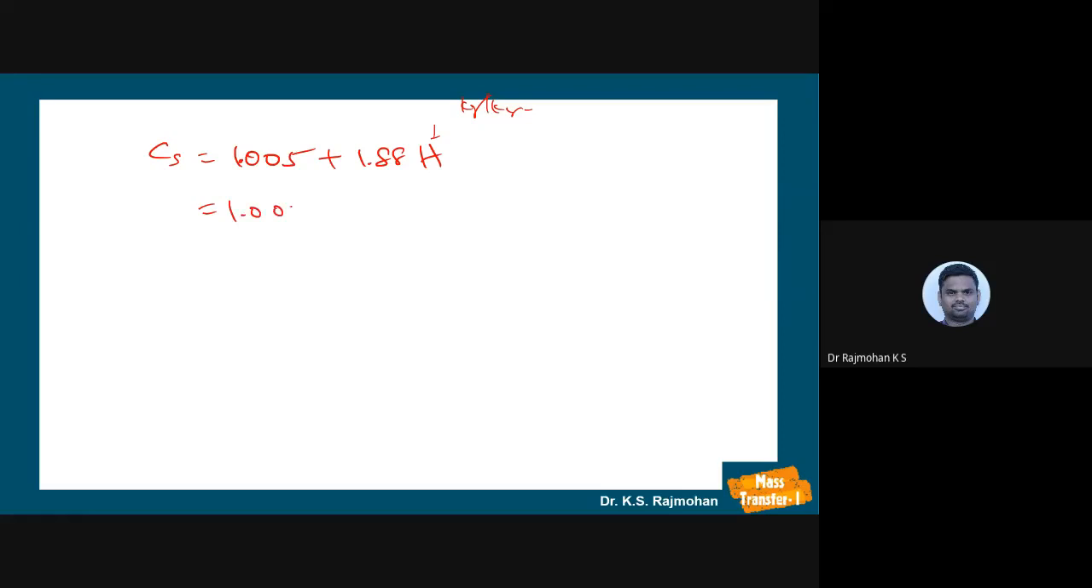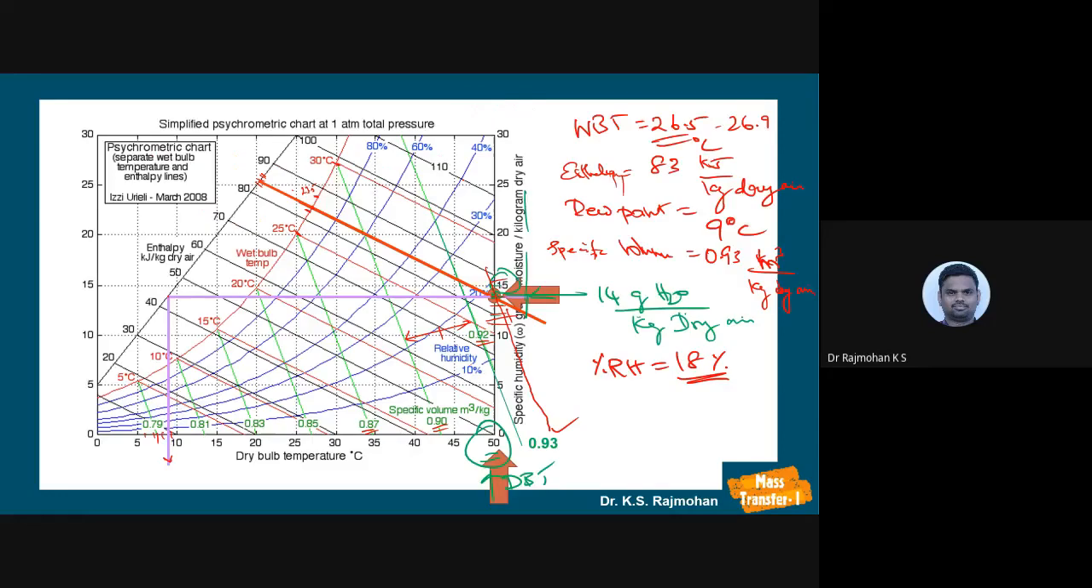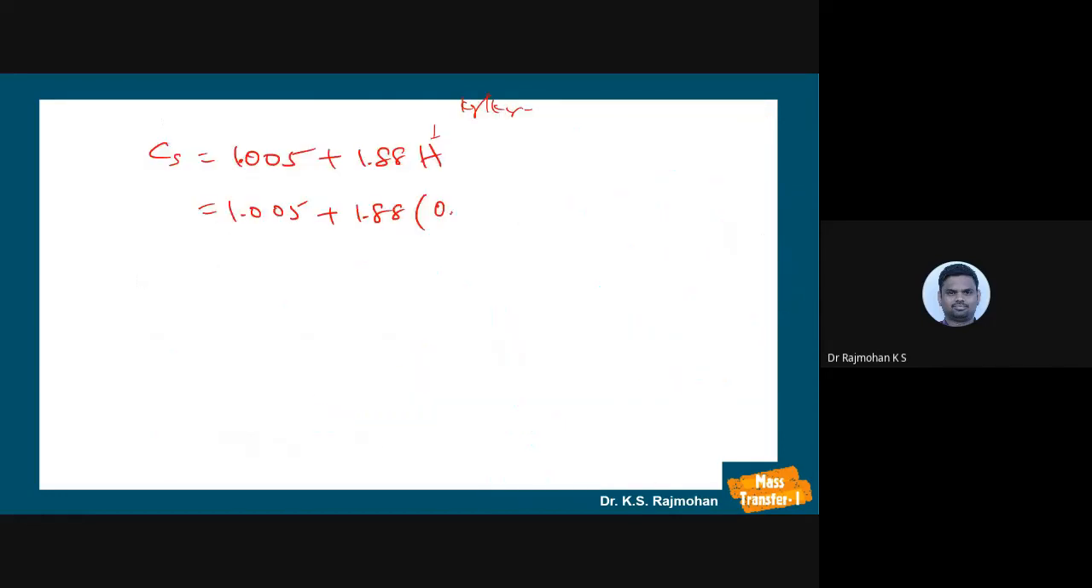So what is the formula? 1.005 plus 1.88 into the absolute humidity mentioned in this problem. How much did we get? 14 grams per kg, so 0.014.